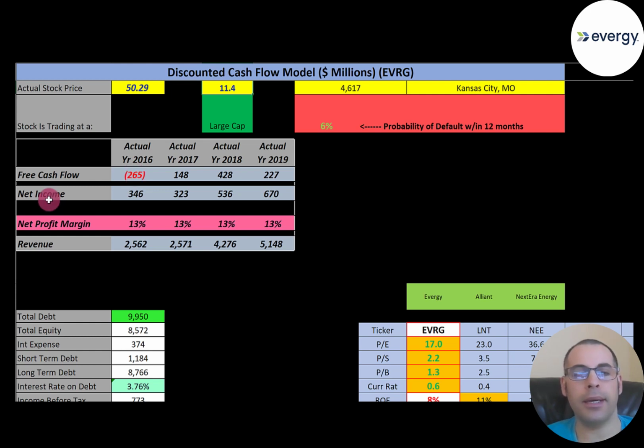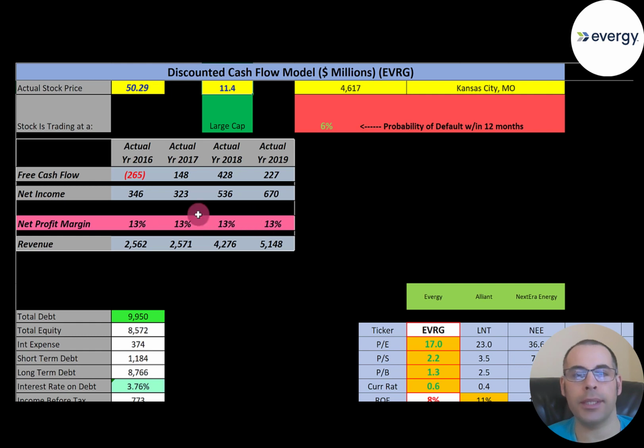Net income is on the income statement. It's revenue minus expenses. And this company has positive and growing net income, so that looks really good. When a company has positive and growing net income, that means they're doing a good job managing their expenses. Their revenue has grown quite a bit, from 2.5 billion to 5.1 billion. Their margins are really steady from year to year at 13%.